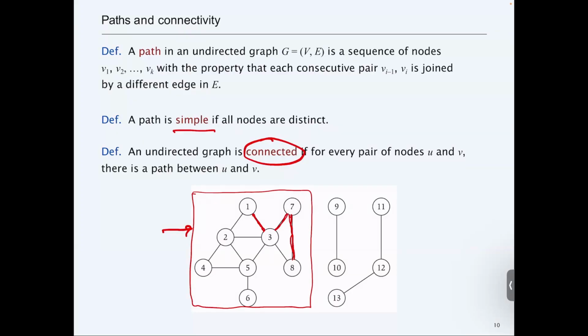If even one node is isolated or disconnected from the others, then we say that the graph is disconnected. So if we include these other vertices, and we include all of the nodes from 1 up to 13, this is not a connected graph. And the reason that it's not connected is there's no way to get from 1 to 13.